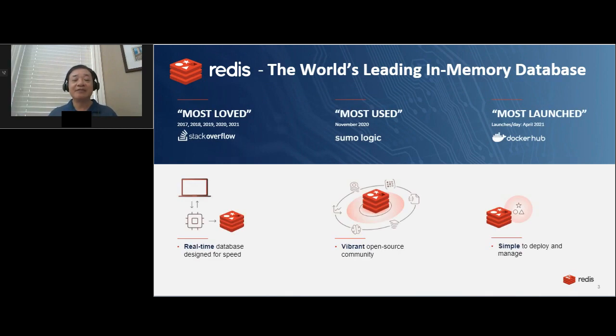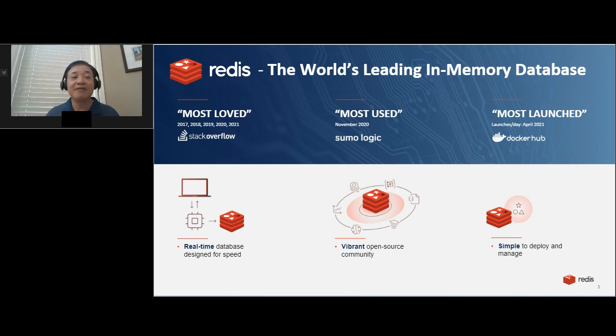Redis, for those of you that don't know, is the world's leading in-memory database. We are primarily known as a caching layer, but it's the most loved, most used, and most launched database and caching solution in the world. And again, these are all based on surveys and studies by Stack Overflow, Sumo Logic, and then the stats about the most launched. You just have to look at how many container downloads we have from Docker Hub.